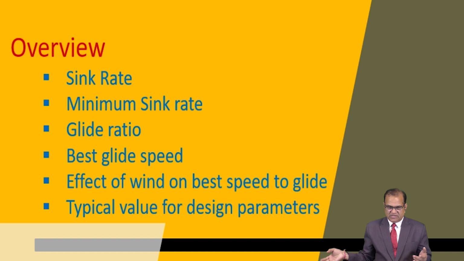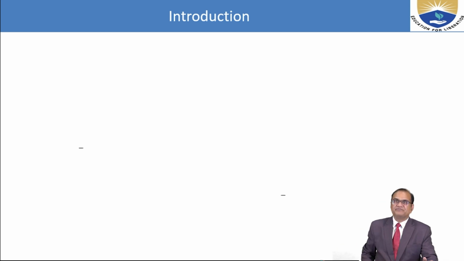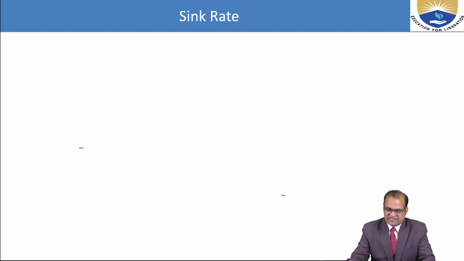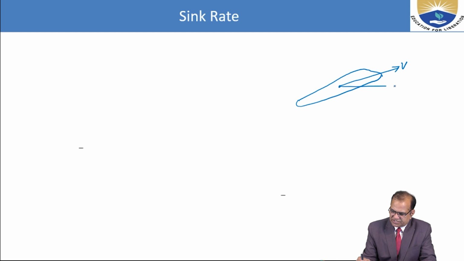So I gave some introduction, and now I will go to the sink rate, and I will draw the diagram of the aircraft. Okay, this is the aircraft in normal flight, the velocity is V. This is the horizontal.